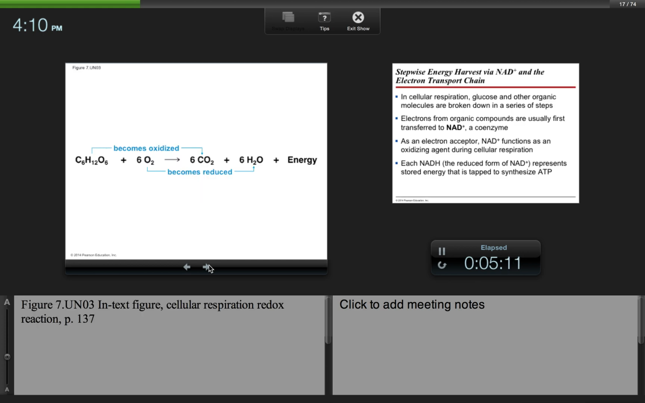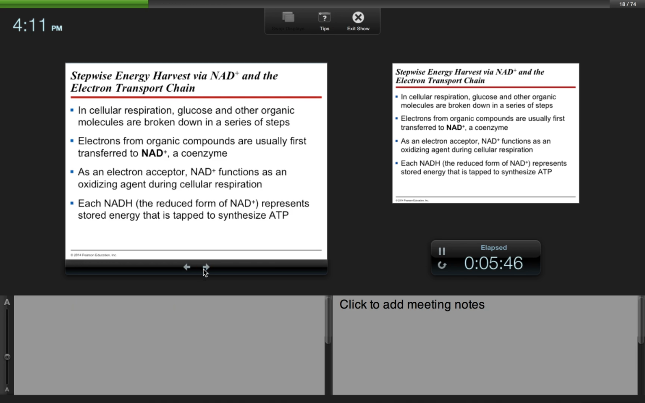Okay, so here is your general equation for cellular respiration. Glucose becomes oxidized because it's losing hydrogens. The purpose of this process is to strip hydrogens and therefore electrons from glucose. So glucose becomes oxidized because it loses electrons. Those electrons travel as hydrogen atoms. And then oxygen becomes reduced because it's picking up hydrogens and electrons with those hydrogens. And then energy gets produced as a result.